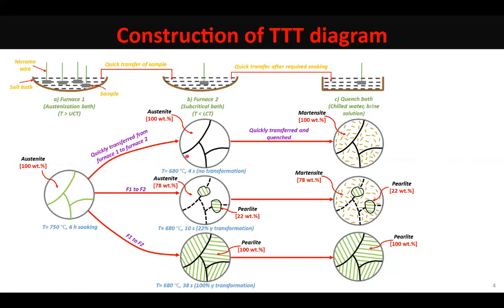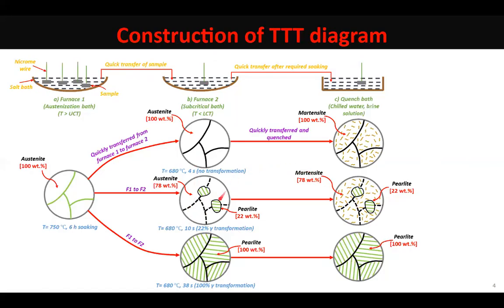So then what you do is you take this second sample, which again contained 100% austenite. You take it over here at the same temperature 680, but now instead of 4 seconds you give a time period of 10 seconds. No sooner is this 10 seconds over than you quench. When you quench, you try to see the microstructure. When you see the microstructure, you are able to see 22% perlite and the remaining 78% is martensite. So what does that 78% martensite reflect?